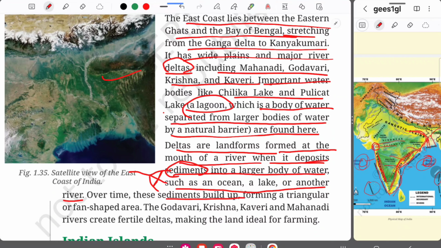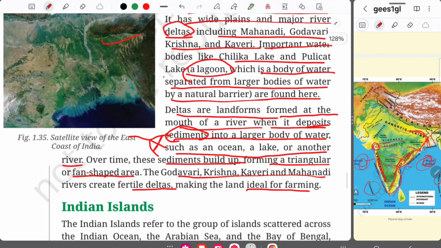Over time, these sediments build up again, forming a triangular or fan shaped area. That shape, that area is known as a delta. The Godavari, Krishna, Kaveri and Mahanadi rivers create fertile deltas, making the land ideal for farming. I hope you know where these rivers are located. We have already located them on the map, isn't it? So that was all about the east coastline.